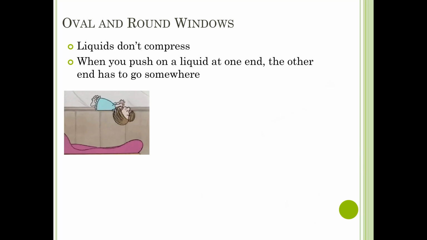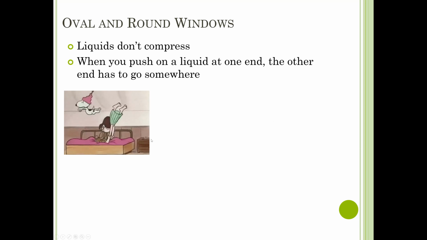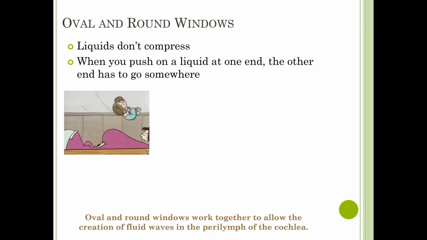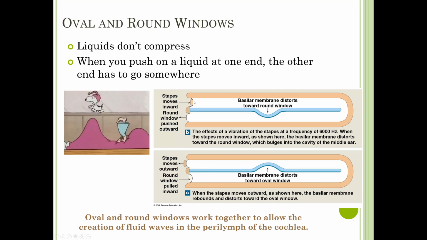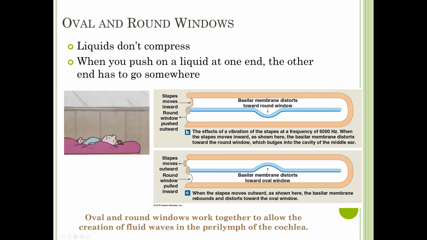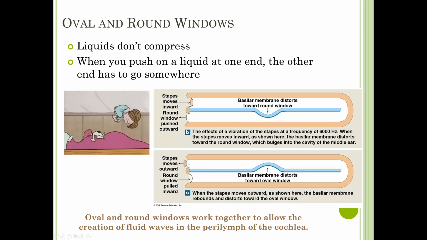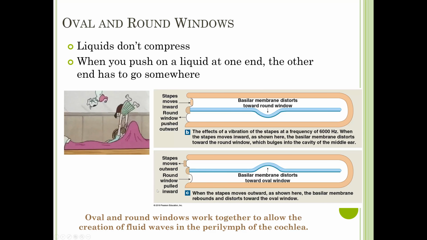And so you can see this too if you play around on a water bed, right? If someone goes in one side, it's going to push another part of the water bed out on another side, right? And so that is the purpose of having these two windows. They work together to allow the creation of fluid waves in the perilymph of the cochlea. So basically, when the stapes pushes in on the oval window, that causes the round window to bulge outward. And then when the round window bounces back and goes in, that causes the oval window to bulge outward. So it works just like a water bed or a water balloon that's being squeezed.